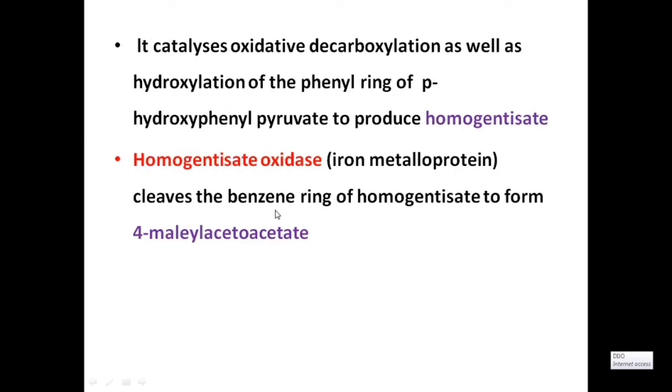It is converted into another form. So what is the role of the other enzyme? That is homogentisate oxidase. This enzyme breaks down the benzene ring of the homogentisate, and then it develops into 4-maleylacetoacetate. So the enzyme homogentisate oxidase converts the homogentisate into 4-maleylacetoacetate.